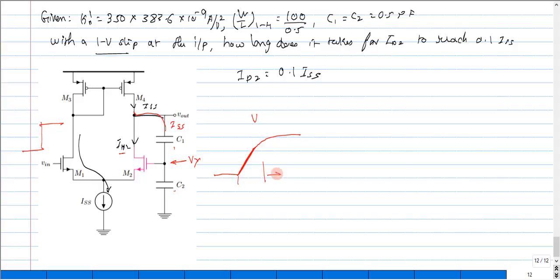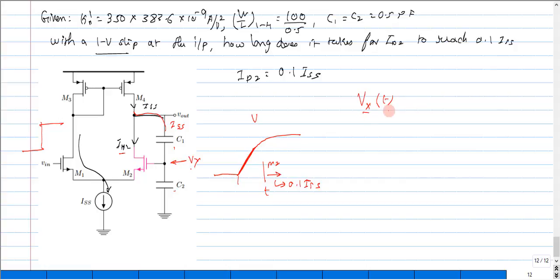After a particular period of time, M2 gets into action and turns on, and during the turn-on condition it tries to draw 0.1 times the ISS current, correct? And that is what we are trying to find. During this time, I'm just going to write this Vx. Let us assume this is the time at which the current drawn through the M2 transistor is 0.1 times ISS. So that particular time.